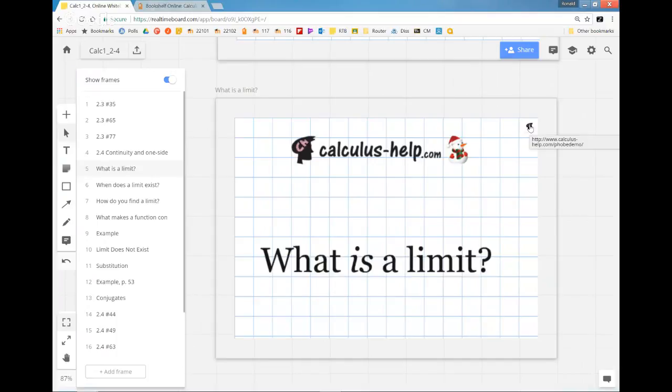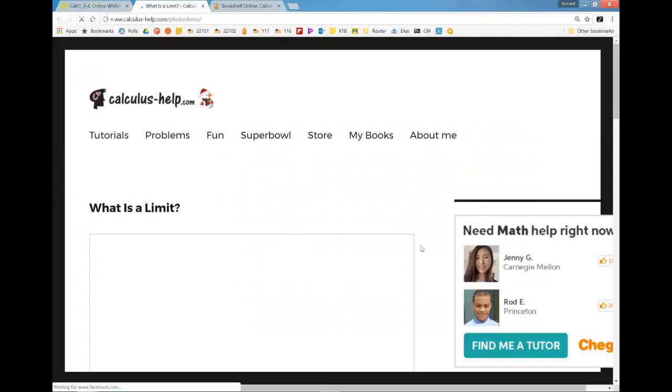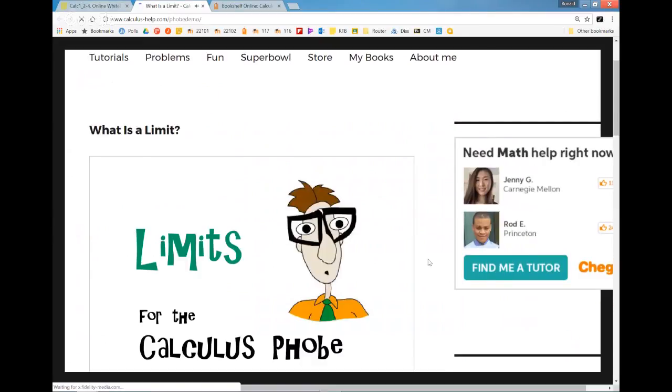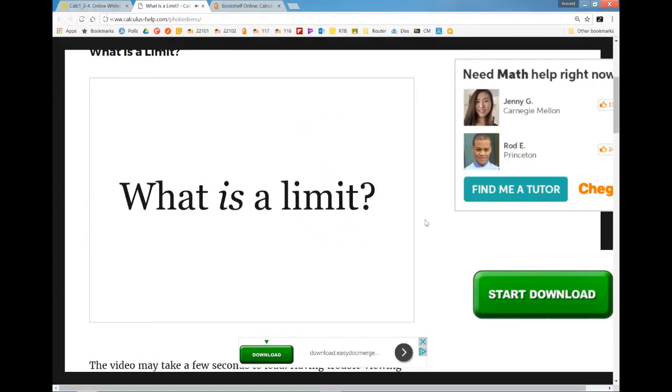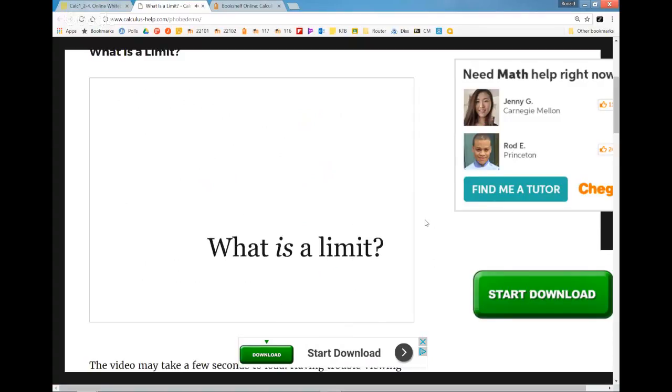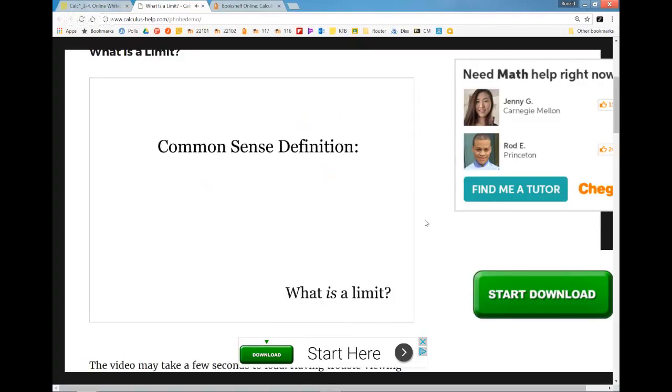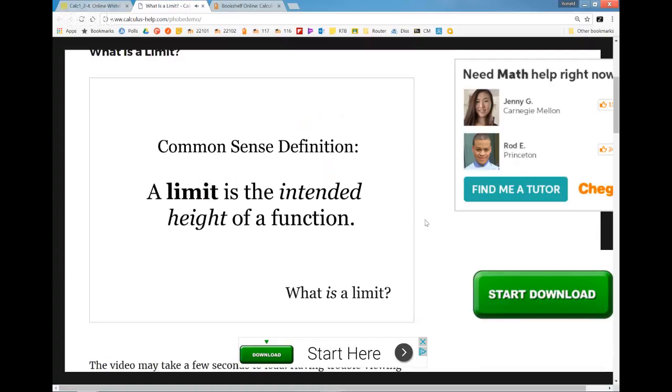What is a limit? You may have heard a lot of talk about limits, but the plain fact remains, most people don't understand what a limit is. So for now, we're going to focus on what a limit is. In basic terms, a limit is a height that a function intends to reach. That's pretty important, so let's say it one more time. A limit is the intended height of a function.